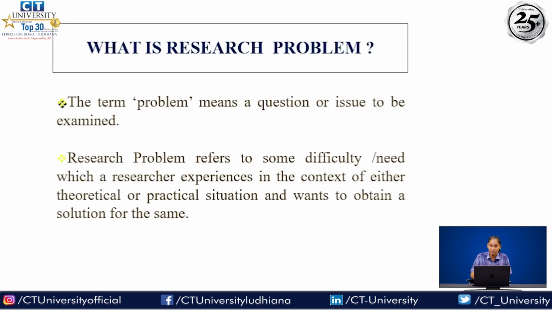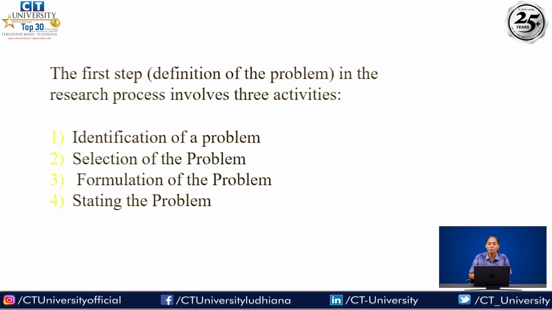Definition of the research problem. What is a research problem? The term problem means a question or issue to be examined. Research problem refers to some difficulty or need which a researcher experiences in the context of either a theoretical or practical situation and wants to obtain a solution for the same. First step is the definition of the problem. Research involves three activities. First is identification of the problem, selection of the problem, formulating the problem, then stating the problem.